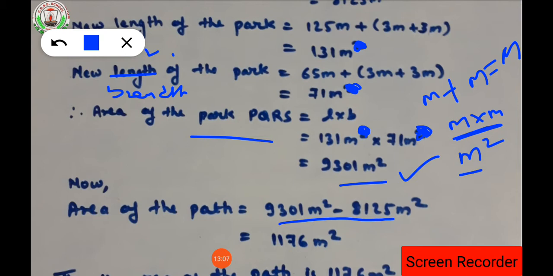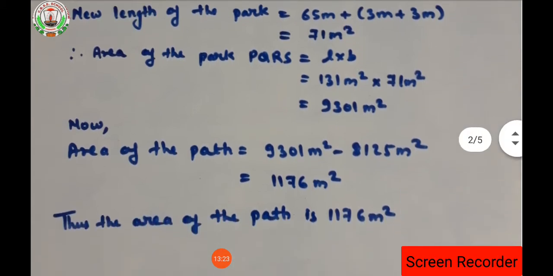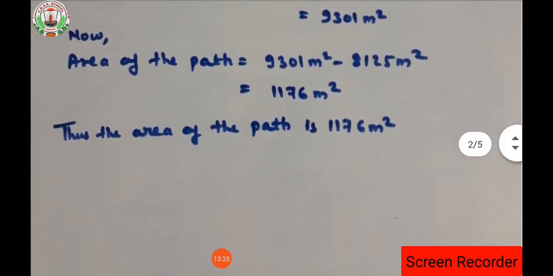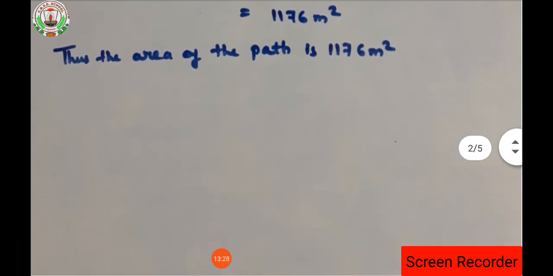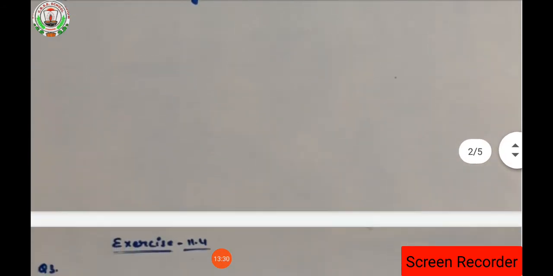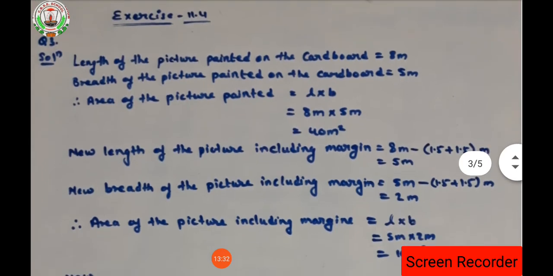So what is the answer we will get? That is 1176, because 9301 subtracted with 8125, we will get the answer as 1176 meter square. Okay, thus the area of the path is 1176 meter square. Clear everyone?